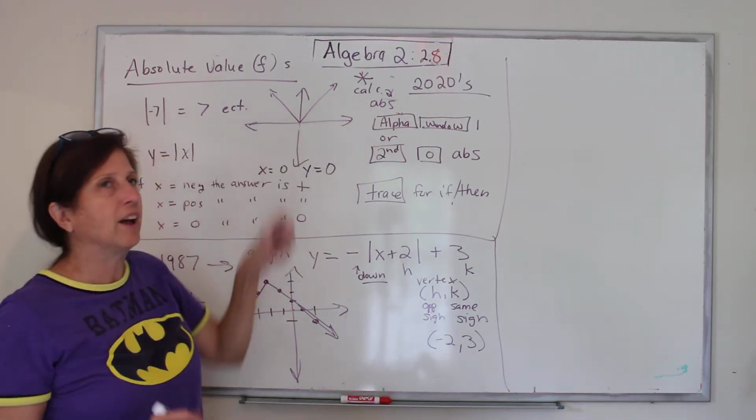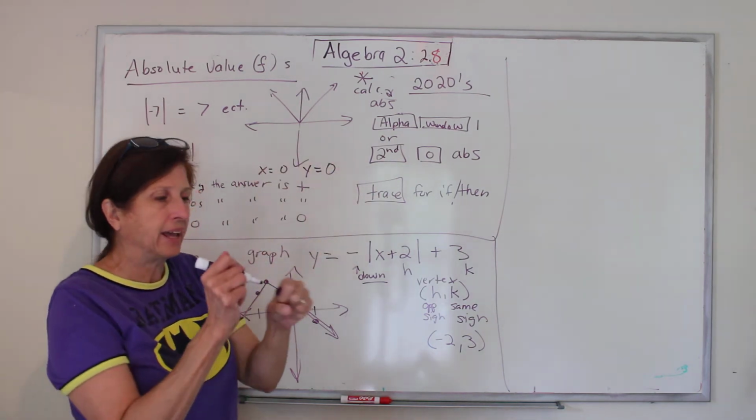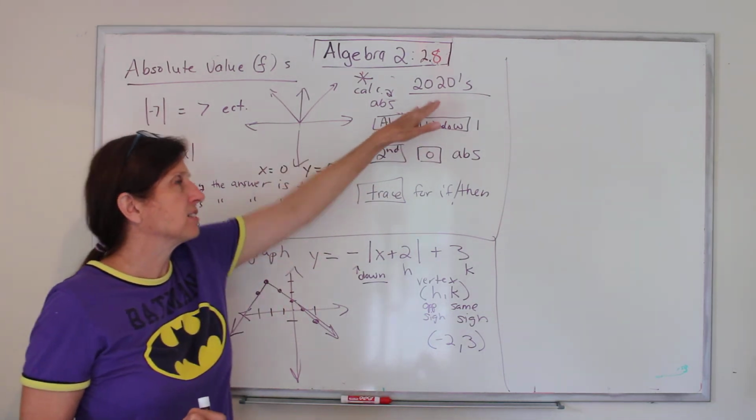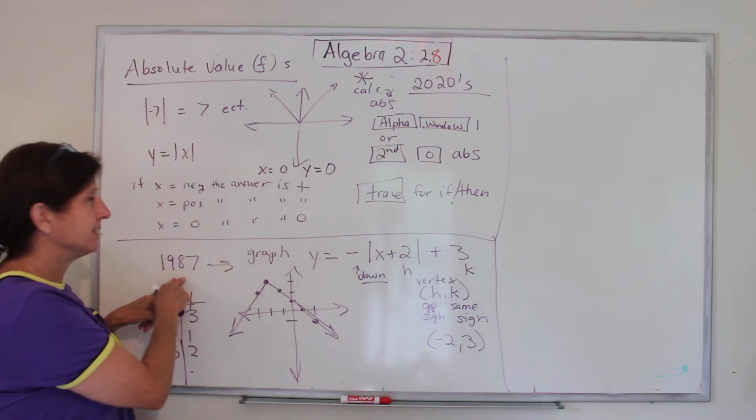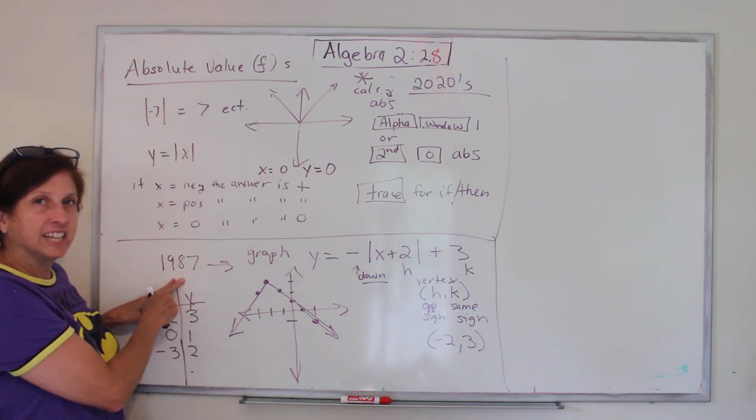So I want you to graph it first, and then go back and get your if-then, because this is the 2020s. But this is how we did it in 1987.